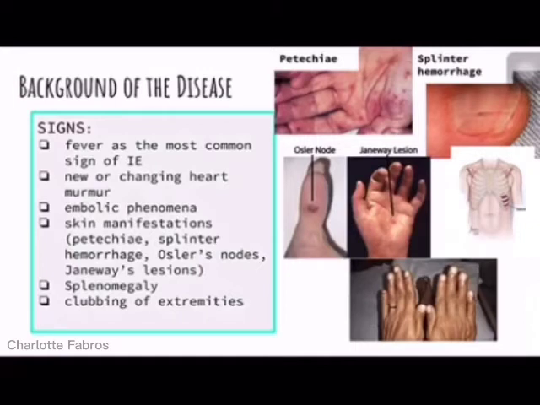Signs of IE include fever as the most common sign, new or changing heart murmur, embolic phenomena, and skin manifestations such as petechiae, splinter hemorrhage, Osler's nodes, and Janeway's lesions. Splenomegaly is also present, and clubbing of extremities.